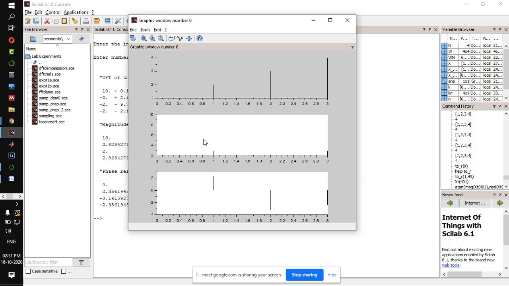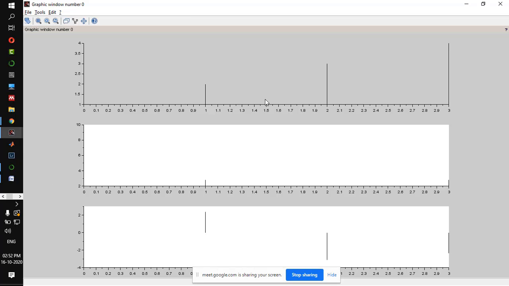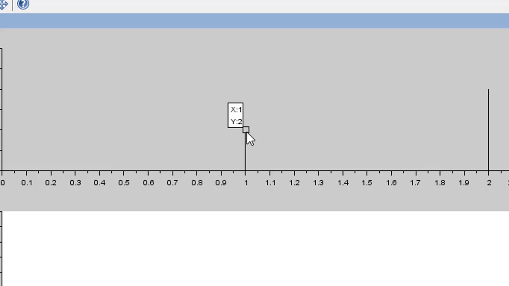I can give a title, I can give labels for the x-axis and y-axis, so go through those 3 videos. And one important thing I wanted to tell you is the toggle data tip mode. If you click it and click across this stem, you get the value of the x-axis and y-axis. So x is 1 and y is 2. This is the second sample, no? So x of 0 is 1, x of 1 is 2, x of 2 is 3, x of 3 is 4, right?